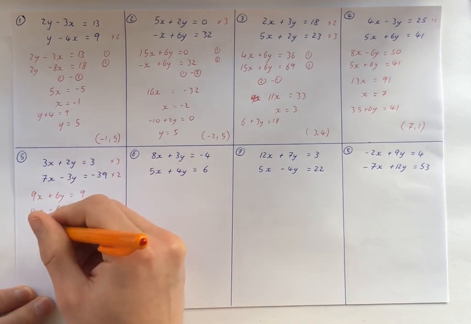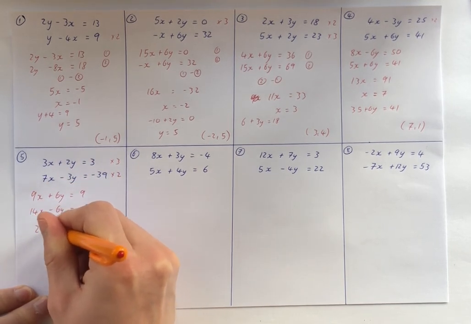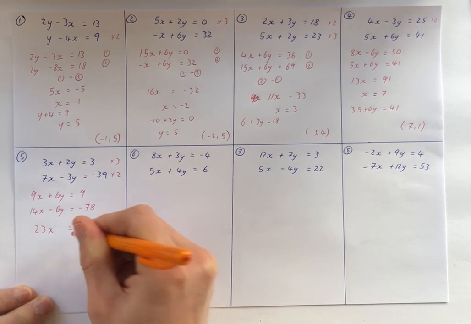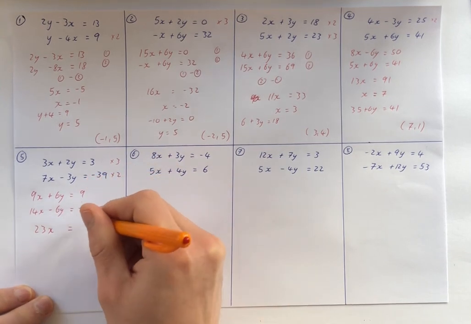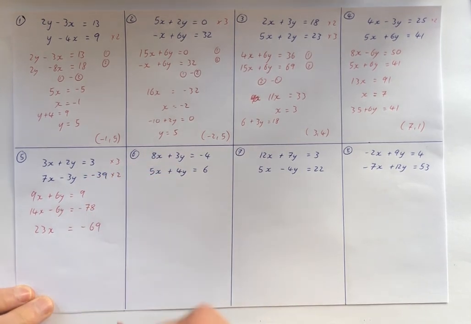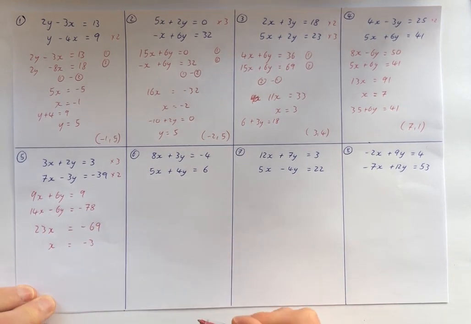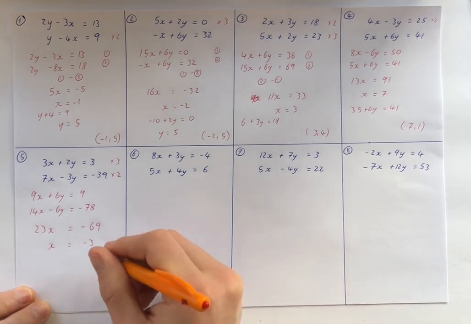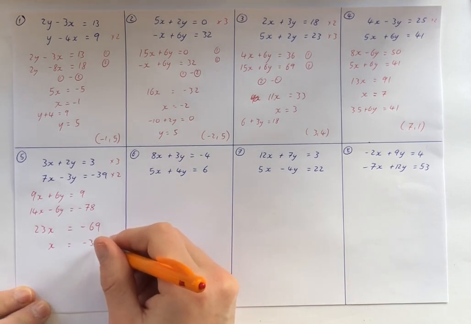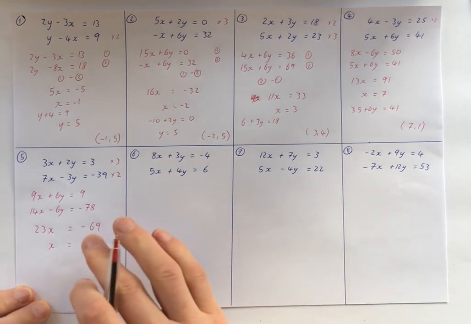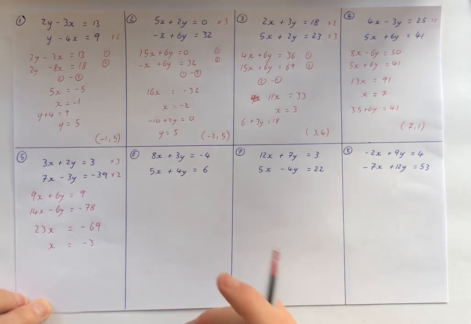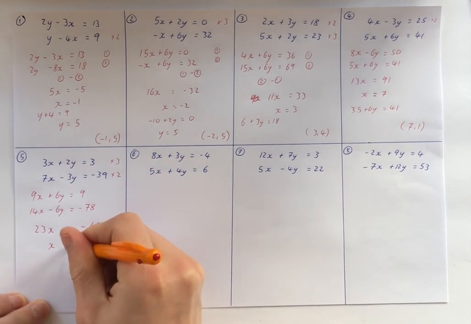9 and 14 is 23x. The y's will cancel, and we have negative 69. Nice. Now divide by 23. x is negative 3. And when we plug this back in, on the last thing I'm not going to show you the plugging back in because it's a bit time consuming and we are just checking our working.